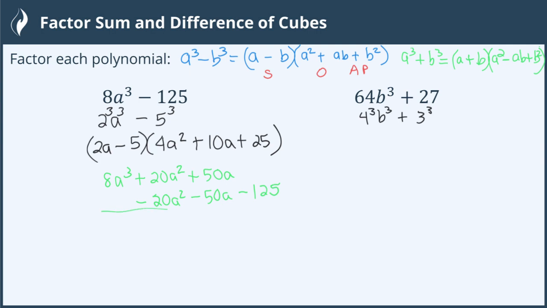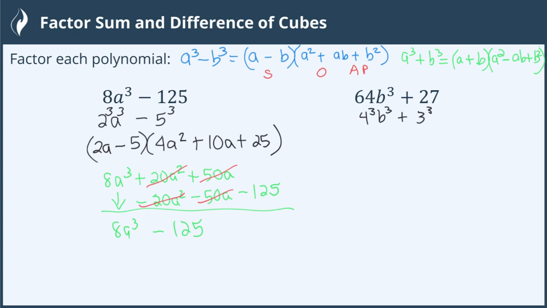Now I have my items stacked, and I just go straight up and down. So 8a cubed stays 8a cubed because there was nothing to bring it down. It comes straight down. And I have 20a squared and a -20a squared, so they cancel out. We have a positive 50a and a -50a, so they cancel out. And so all I'm left with is my -125. I have my original term here, so that one has worked out.